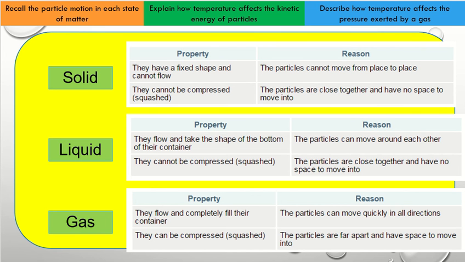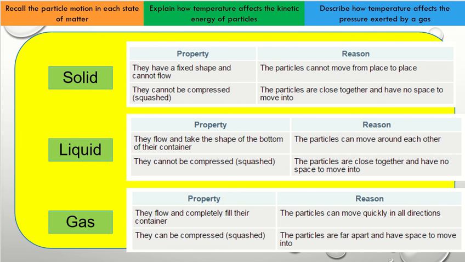So the solids, we know, have a fixed shape, but they can't flow. If you were to put, let's say, a block of wood into a beaker, it would not flow like water, so it cannot flow. And you also have that they can't be compressed. They can be shaped, but they cannot be compressed, so you can't squash them. The reasons for these are that the particles can't move from place to place, that's why they're a fixed shape and they can't flow. And the reason why they can't be compressed is because there aren't any spaces for the particles to move, so they're all too close to each other.